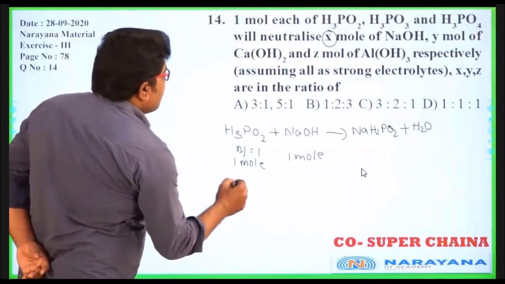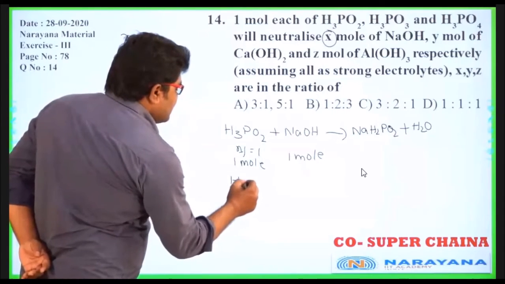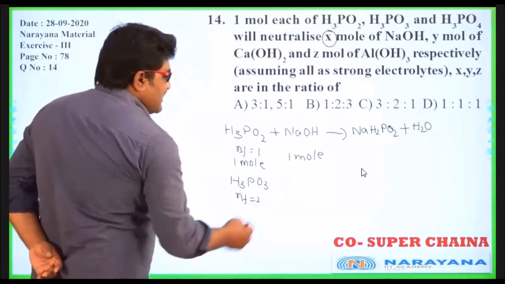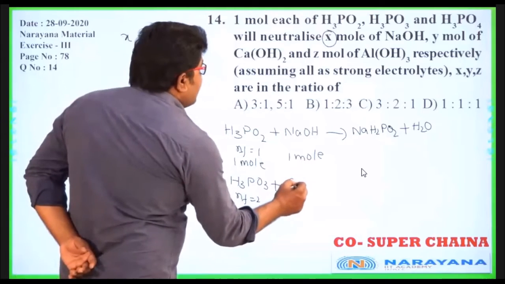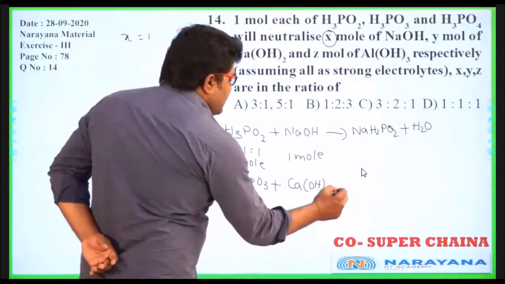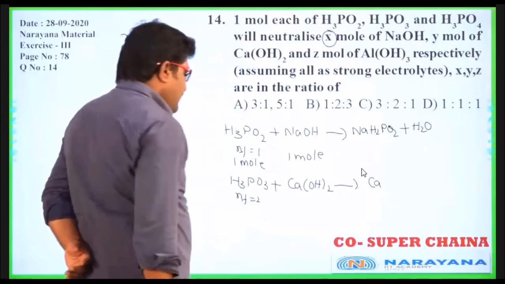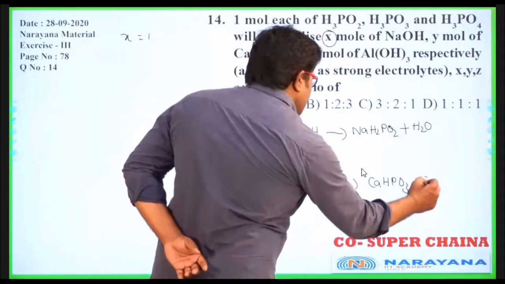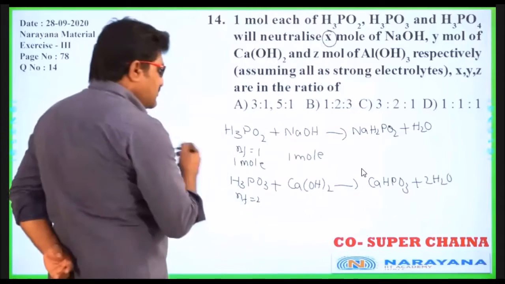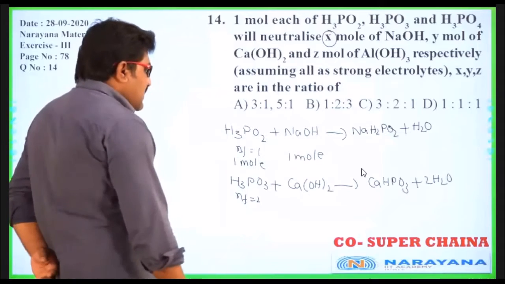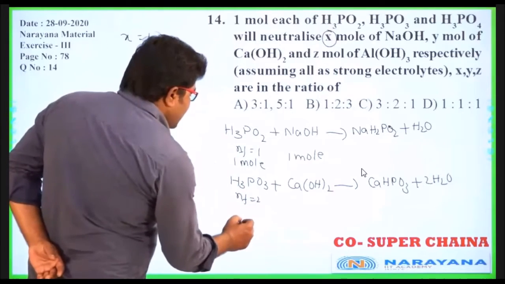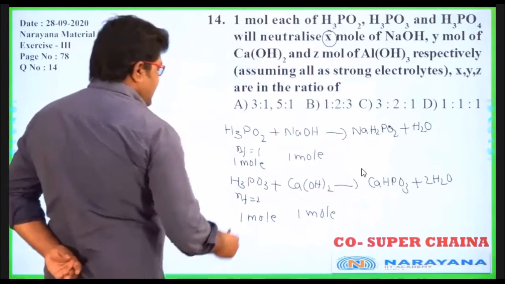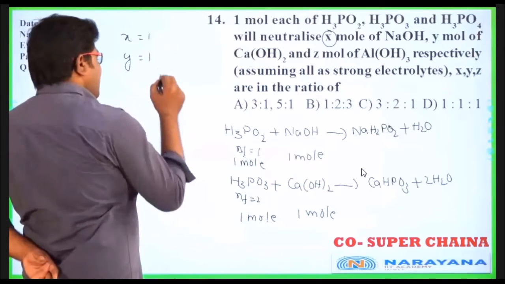Now coming to H3PO3. H3PO3 basicity is 2, N factor is equal to 2. So when it is treated with calcium hydroxide, it can form CaHPO3 plus 2 H2O molecules. It is able to give 2 H plus ions. Now here for 1 mole of this, how many moles of calcium hydroxide are required? Only 1 mole as per the balanced reaction. So Y is equal to 1.